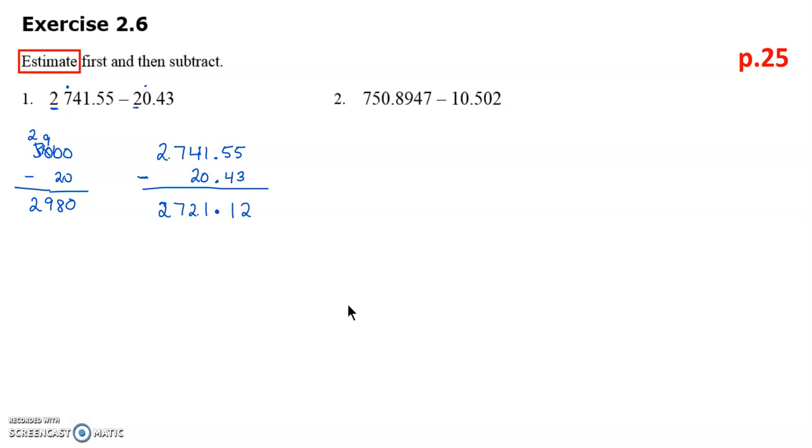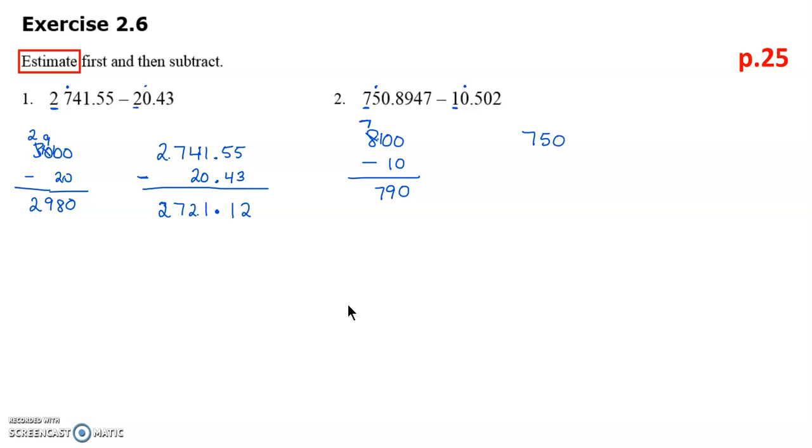For number 2, let's round. We're going to front end round. So 750 and the decimals becomes 800. And 10.502 remains as just 10. Again, we're going to subtract, and this will require some borrowing. So we're going to borrow here. And 10 minus 1 is 9. So we end up with 790 as our estimate.